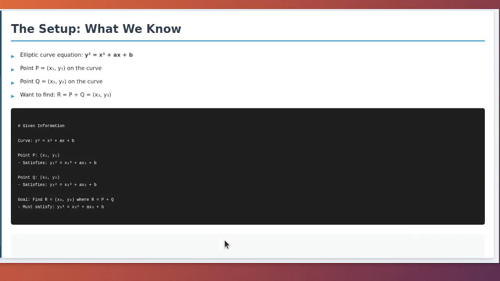The setup. What we're given. Let's start by clearly defining what we have and what we are trying to find. An elliptic curve in short Weierstrass form has the equation y squared equals x cubed plus ax plus b. This is a curve, a set of points (x, y) that satisfy this equation. The curve is symmetric about the x-axis because if (x, y) is on the curve, so is (x, negative y).